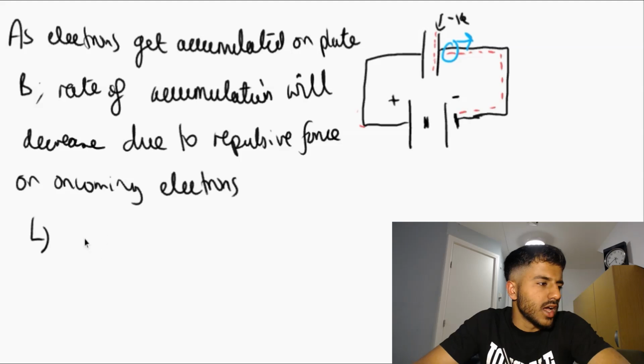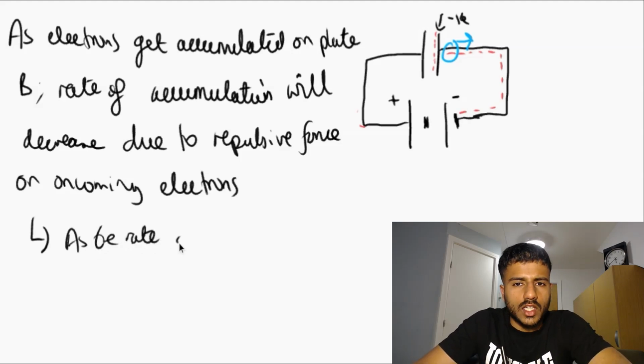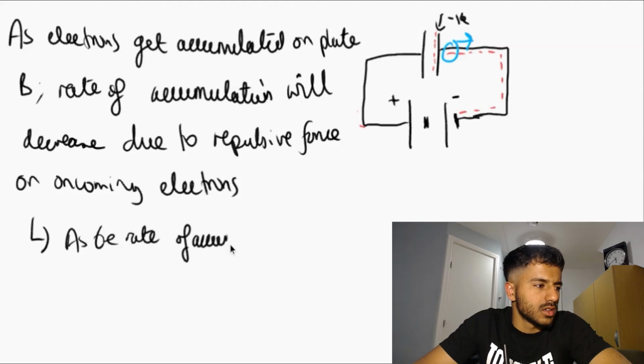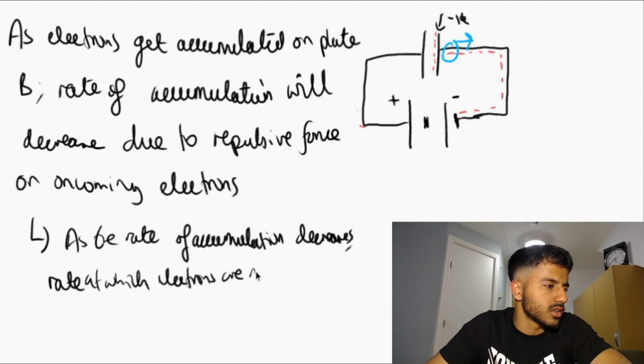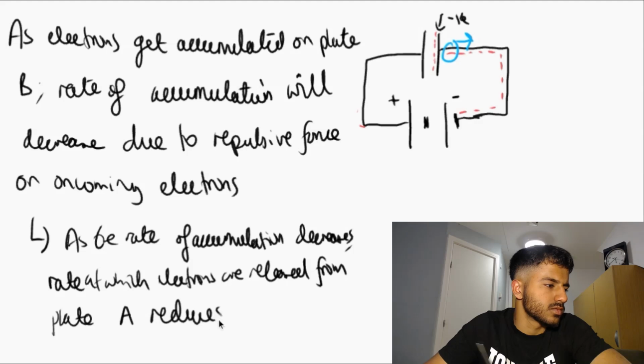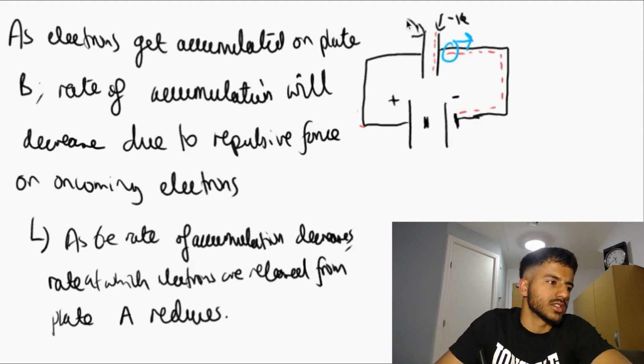And what also happens is, as the rate at which electrons get accumulated decreases, the rate at which electrons are released from plate A reduces as well. And this one here is plate A.